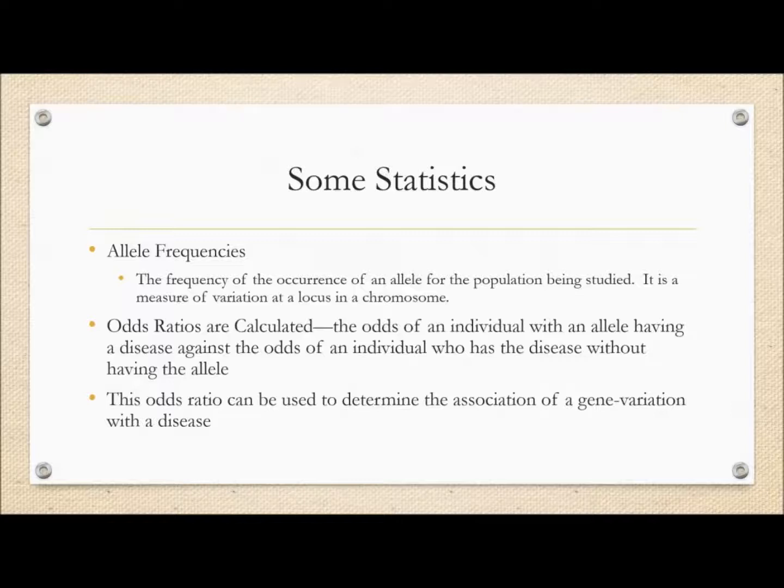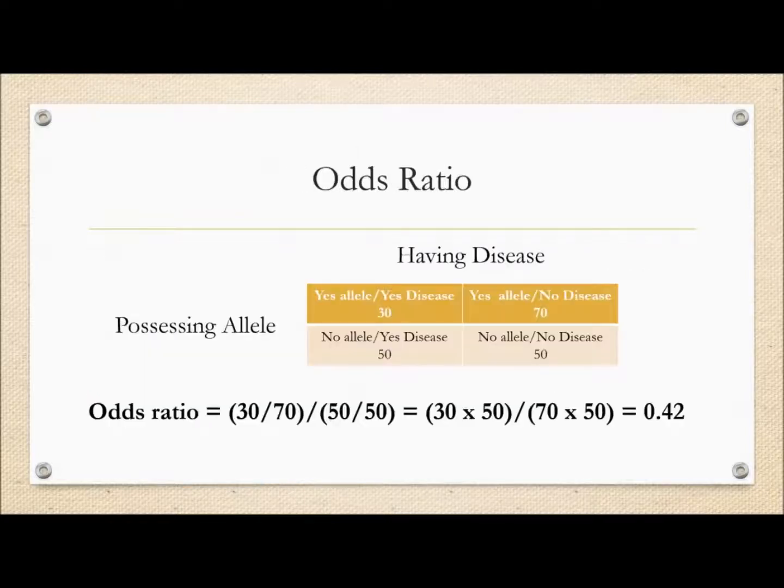This odds ratio, and now you begin to understand, right? We've talked about odds ratio in terms of having something and having the disease, having it and not having the disease, not having it and having the disease, and not having it and not having the disease, which is the rest of the population. You understand how to calculate the odds ratio. This odds ratio can be used to determine the association of a gene variation with a disease.